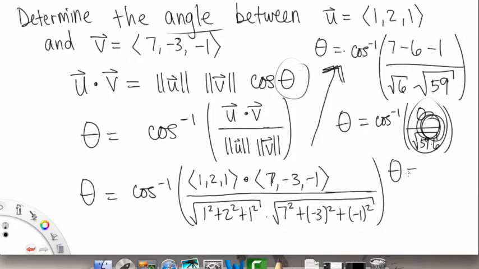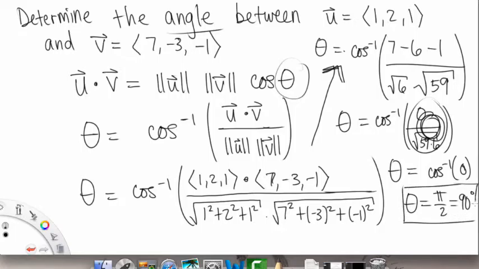And so theta is equal to cosine inverse of 0, so that means cosine equals 0 at what angle? Cosine is 0 when theta is equal to pi over 2, or 90 degrees, right? So the angle between those, like I just concluded, is pi over 2, or 90 degrees. So that means that u and v are orthogonal, or perpendicular to each other.